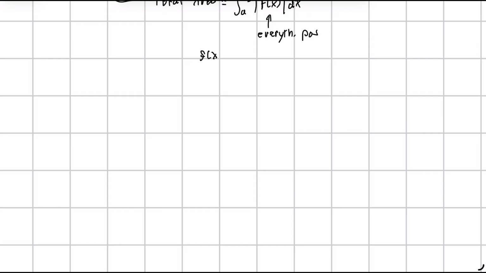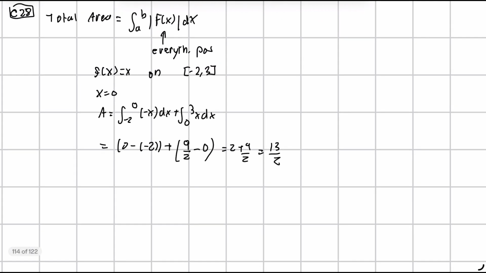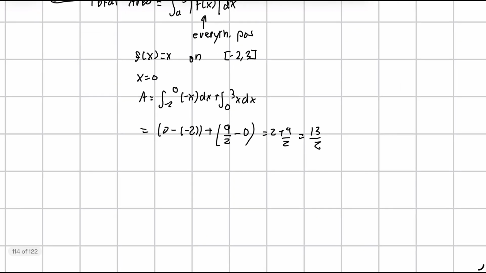So let's find the total area between f of x is equal to x and the x-axis from negative 2 to 3. We can see that one of our zeros is x equal to 0. So then we have A is equal to the integral from negative 2 to 0 of negative x times dx plus the integral from 0 to 3 of x dx. This is equal to 0 minus negative 2, and then we add our 9 over 2, and subtract our 0, so this becomes 2 plus 9 over 2, which is equal to 13 over 2. For the negative part underneath the x-axis, we make it positive for our total area.